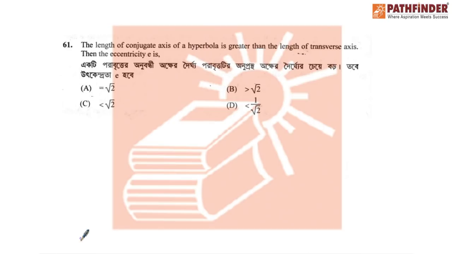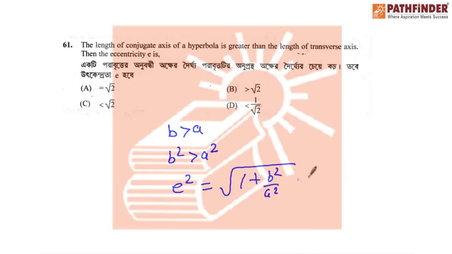Next is question number 61. The length of the conjugate axis of the hyperbola is greater than the length of the transverse axis. That means b is more than a. So b square is more than a square, or e square, equal to 1 plus b square by a square, is more than 2, or e is more than root 2, which is given in option B.